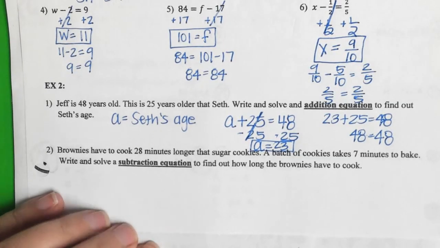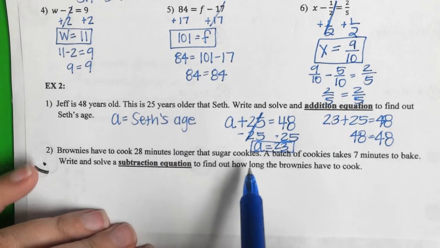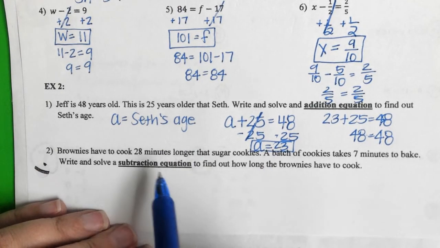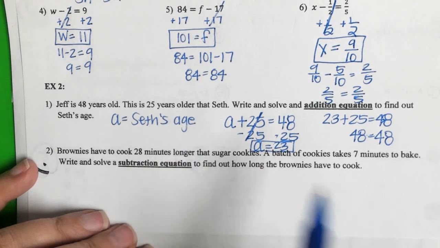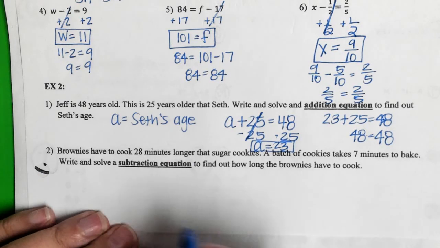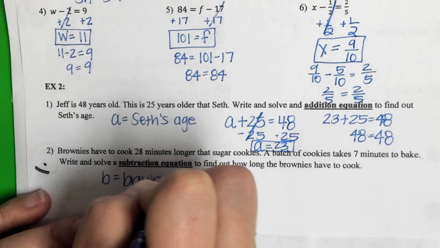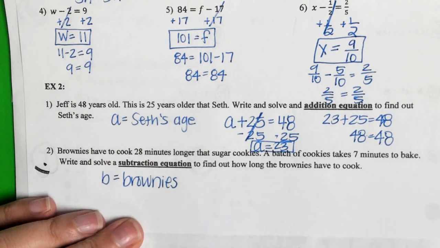So looking at number 2, brownies have to cook 28 minutes longer than sugar cookies. A batch of cookies takes 7 minutes to bake. Write and solve a subtraction equation to find out how long the brownies have to cook. What do we not know? How long the brownies take? Well, we know the sugar cookies take 7 minutes.